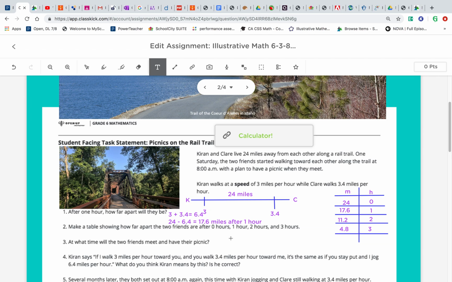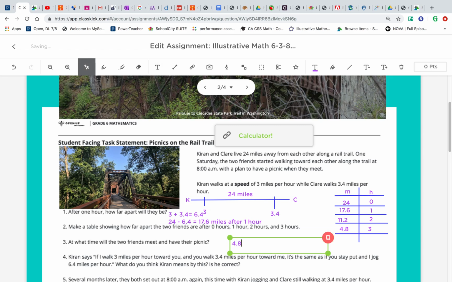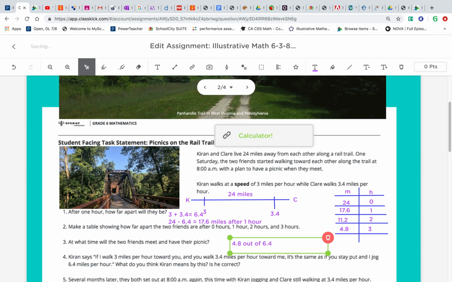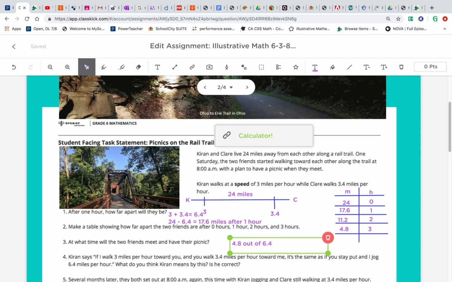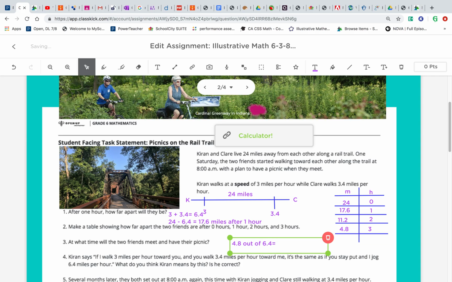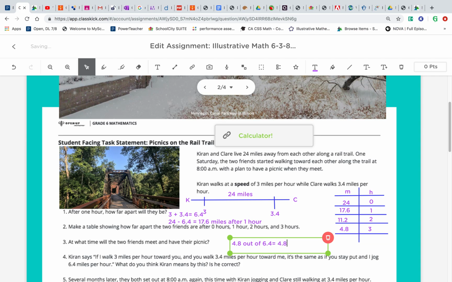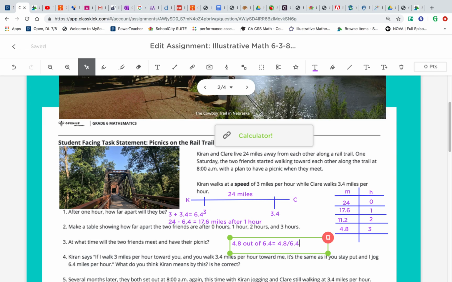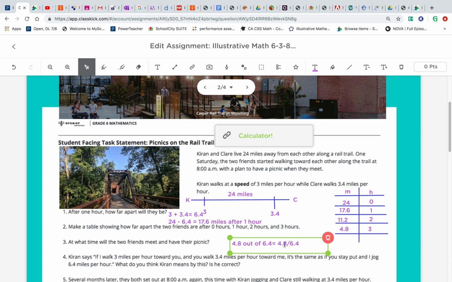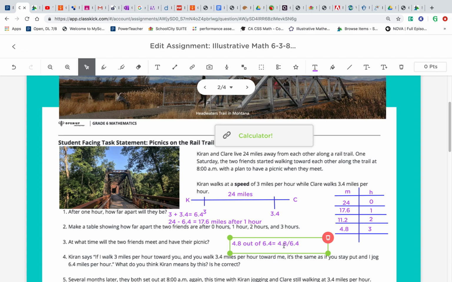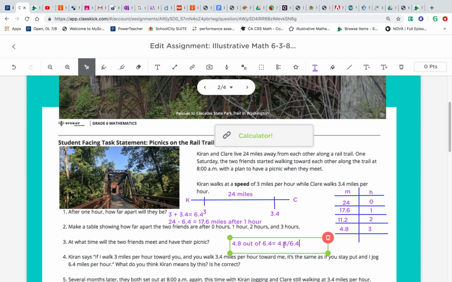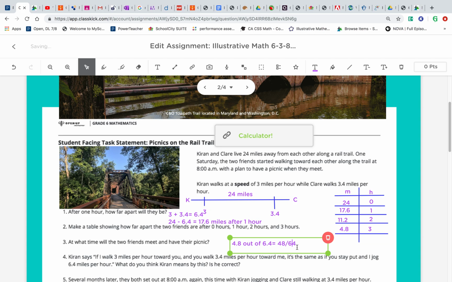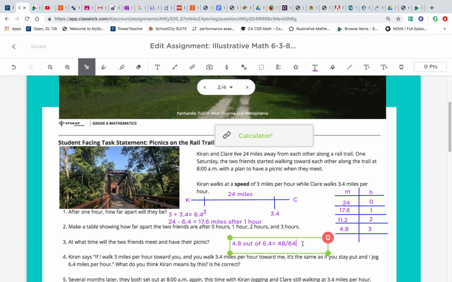So we can look at it like this. 4.8 out of 6.4. Okay, and so we can really call that, that's really going to be the same thing as 4.8 divided by 6.4. And if you get a little strategic here, imagine the decimal points aren't there, and we just want to see what fraction this is. If we take away this decimal point and this decimal point, it's now 48 out of 64, or 48 divided by 64.